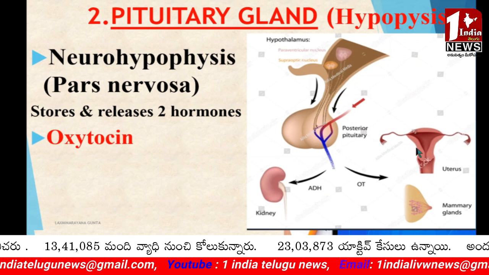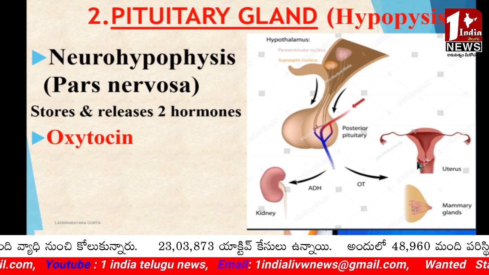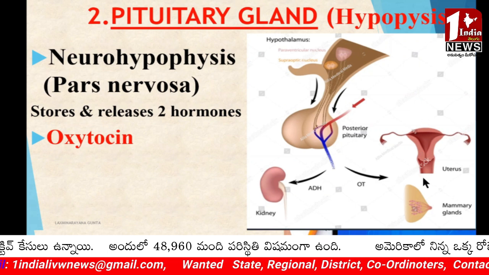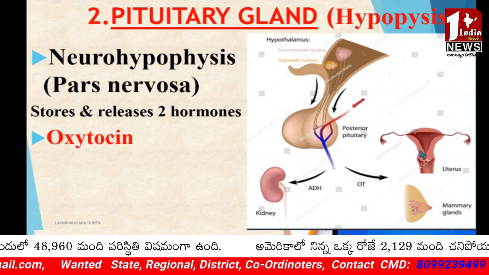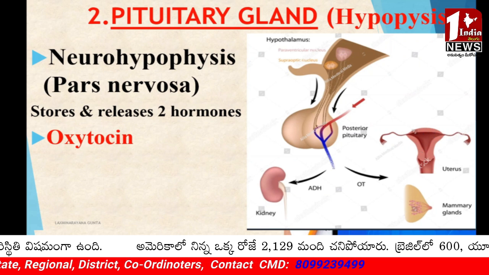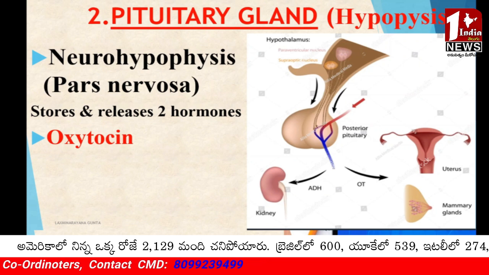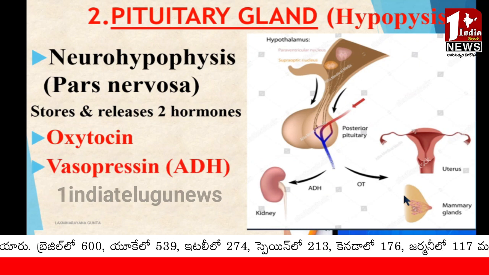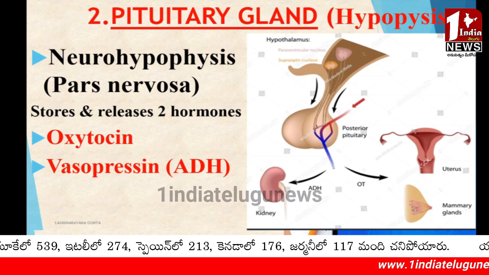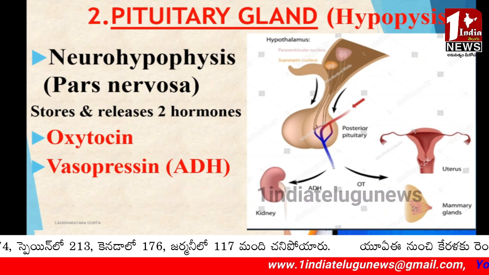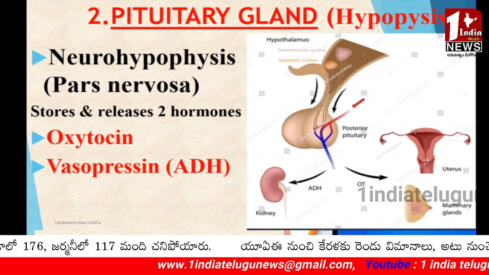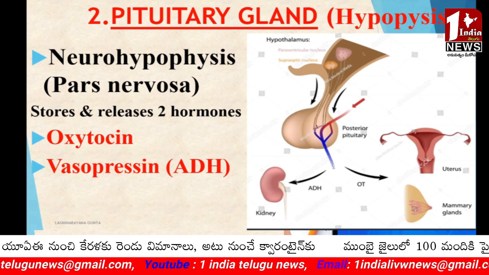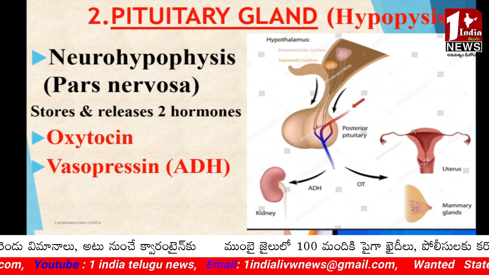Oxytocin acts on the uterus and also the mammary glands. During pregnancy, at parturition, oxytocin stimulates the smooth muscles present in the walls of the uterus for contractions and relaxations, and after delivery, it also acts on the mammary glands to release milk. The second hormone released by the pars nervosa is vasopressin, also called antidiuretic hormone, which is responsible for the reabsorption of water and electrolytes by the distal convoluted tubule and the collecting duct in the kidneys.